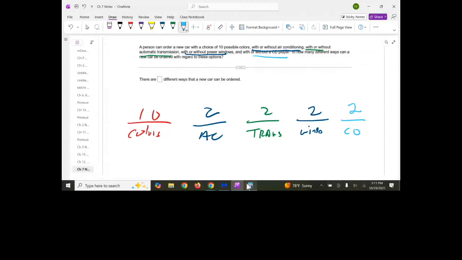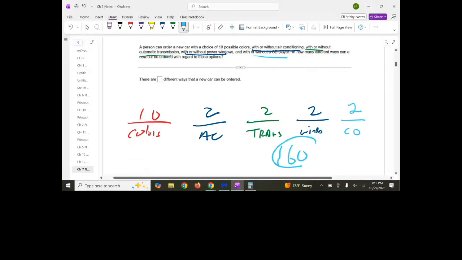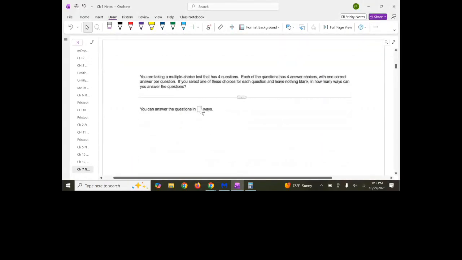All right, my friends, I'm going to do this. I'm going to go 10 times, let's see, 1, 2, 3, 4 twos. And I'm coming up with 160. Right? 160 different ways. Anybody want a car without air conditioning? Not in the valley. All right.